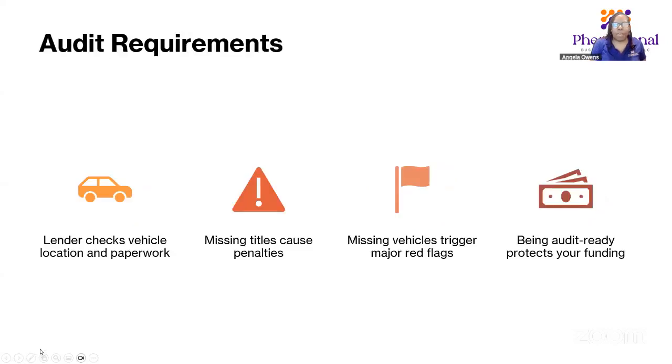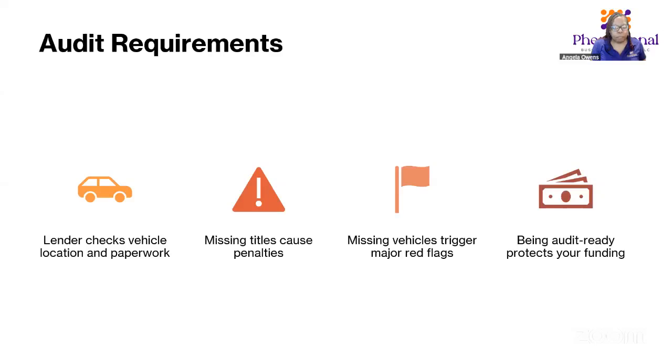So with the floor plans, they do audit, and the lender will come and check the vehicle's location and the paperwork. And if you are missing titles, it can cause penalties, and missing vehicles can trigger major red flags. And being audit ready protects your funding. So you want to make sure that you have a good audit every time that they come, because if they come and you sold a vehicle and didn't pay it off, then that makes them lose trust in you.